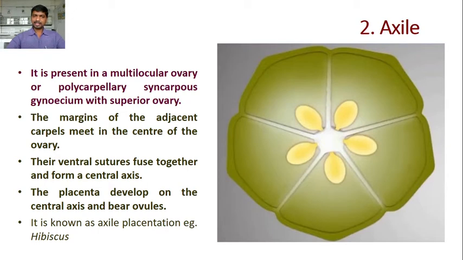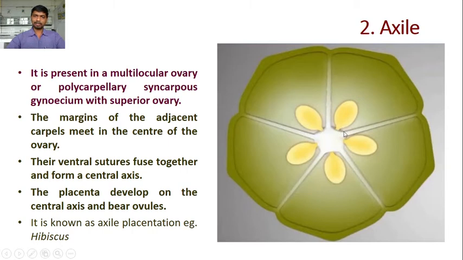locules. The margins of the adjacent carpels meet in the center of the ovary. Their ventral sutures fuse together and form a central axis. Now the placenta has been developed on the central axis, which later on bears the ovule. Okay, so this oval structure we call the ovule. These ovules have been developed on the placenta.